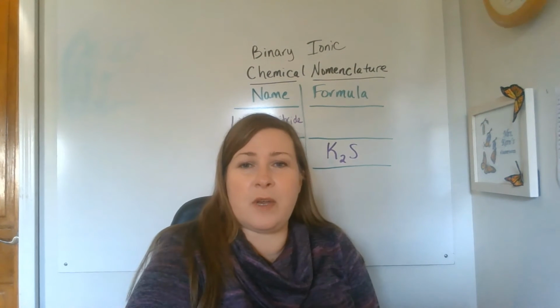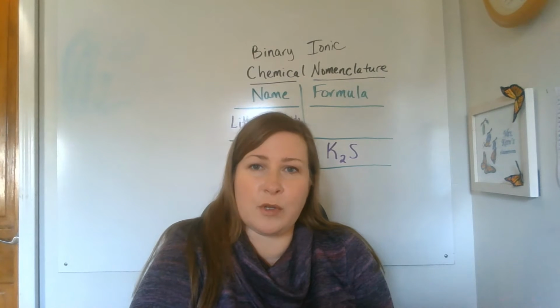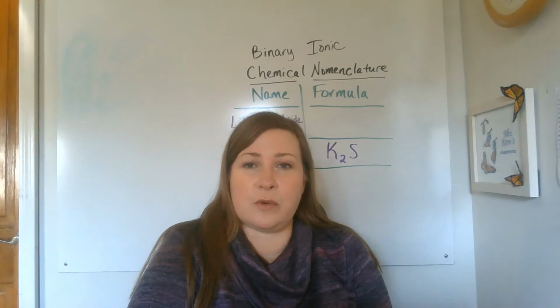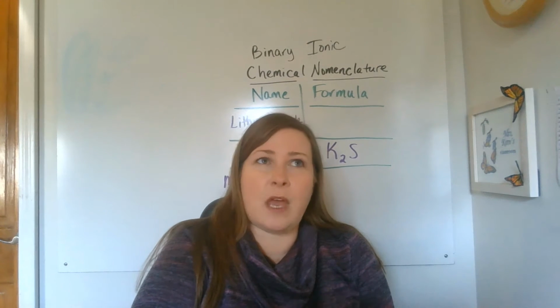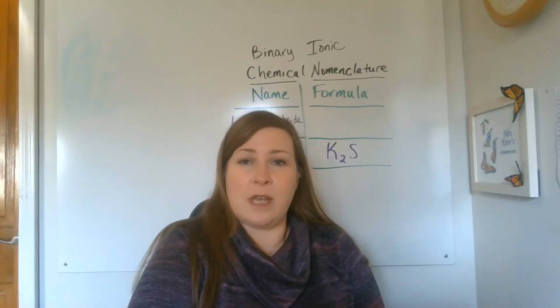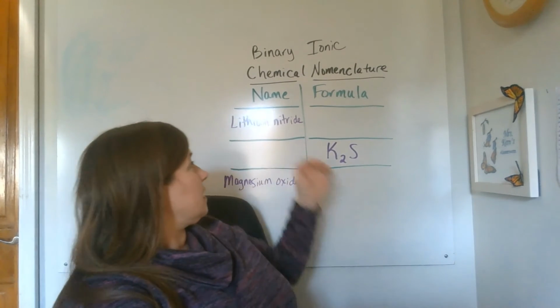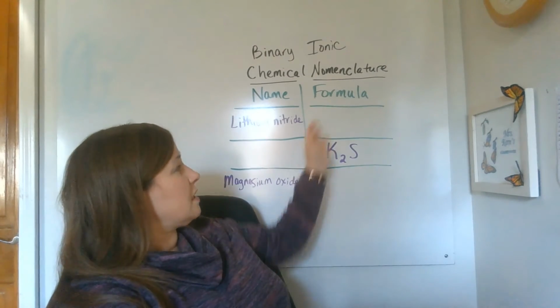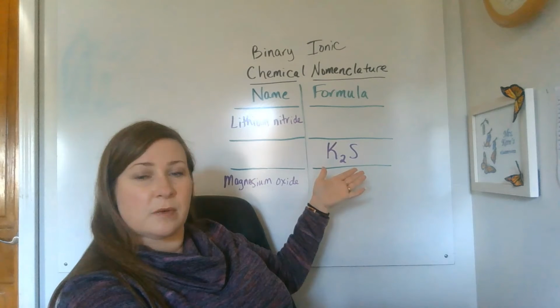Okay, students, today we are going to be talking about binary ionic compounds in chemical nomenclature. We're going to learn to write formulas for the compounds that are binary and ionic, and we're going to learn how to write their names as well. So here are some example problems that we'll be able to get through by the time you're done with this video. Here we have names and formulas for compounds, and you should be able to provide the opposite one.